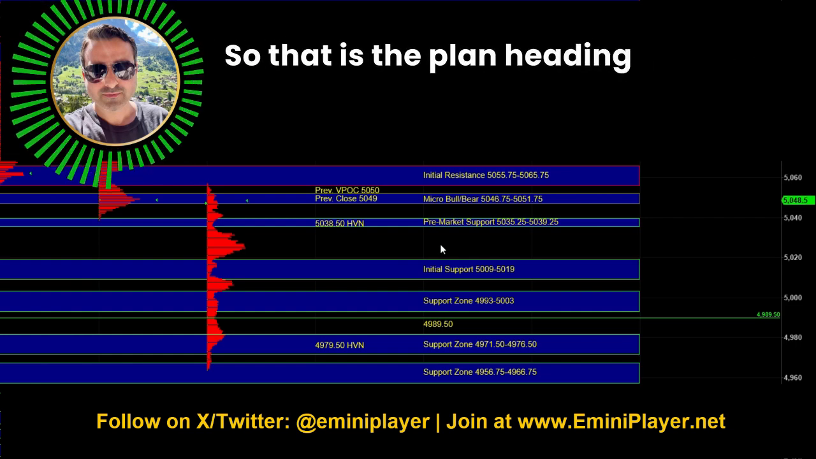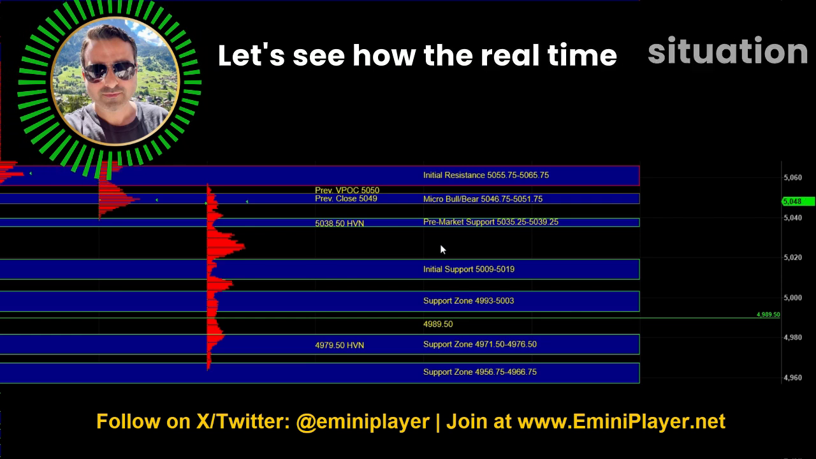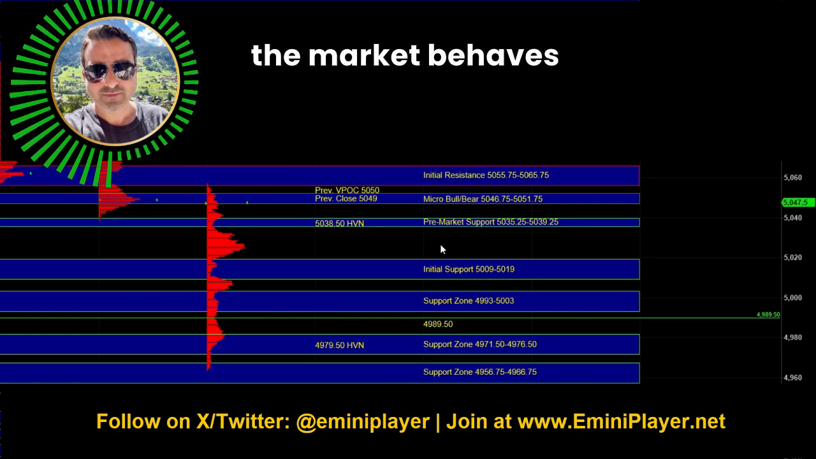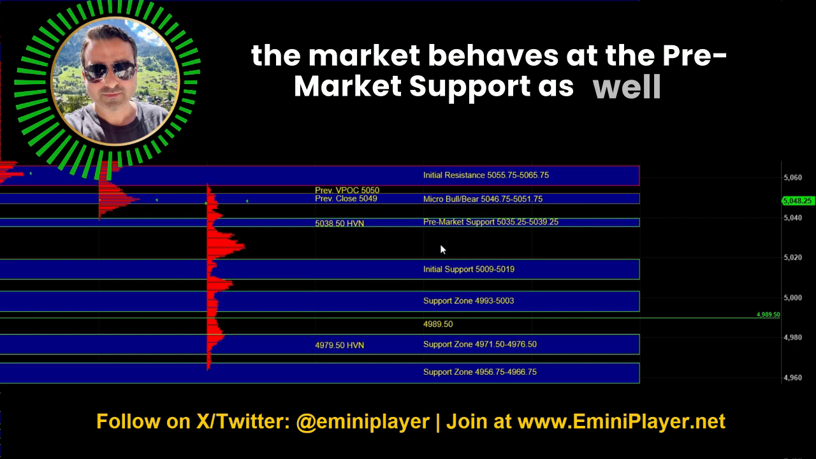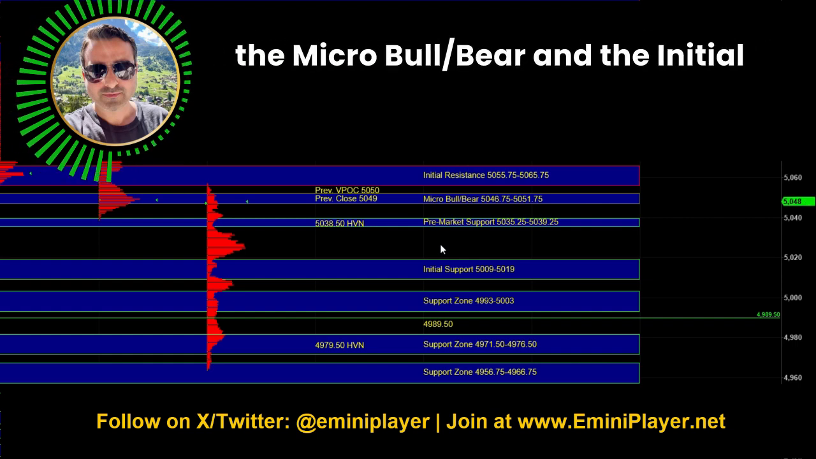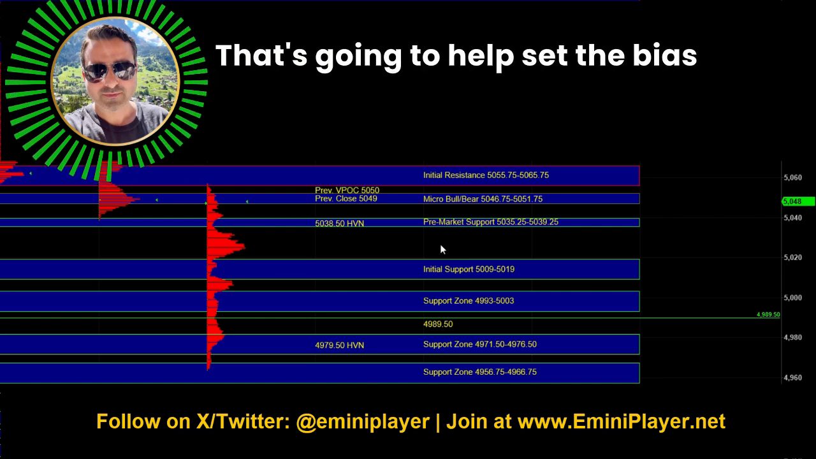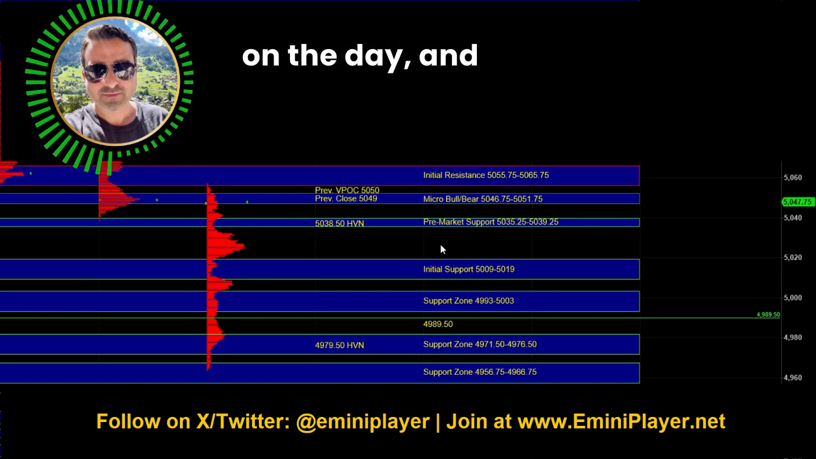So that is the plan heading into the open. Let's see how the real-time situation shapes up and how the market behaves at the pre-market support, as well as the micro bull bear and the initial resistance zone. That's going to help set the bias and tone on the day, and we'll take it from there.